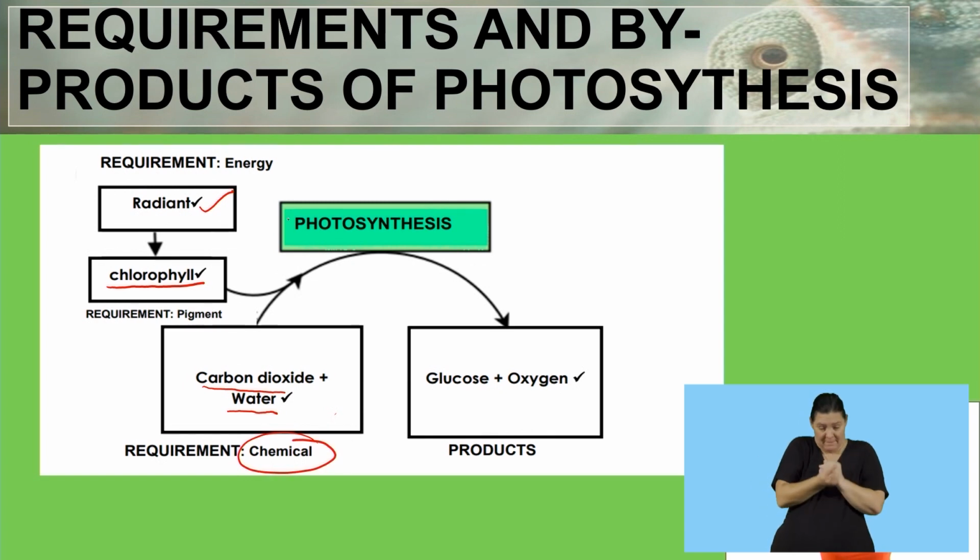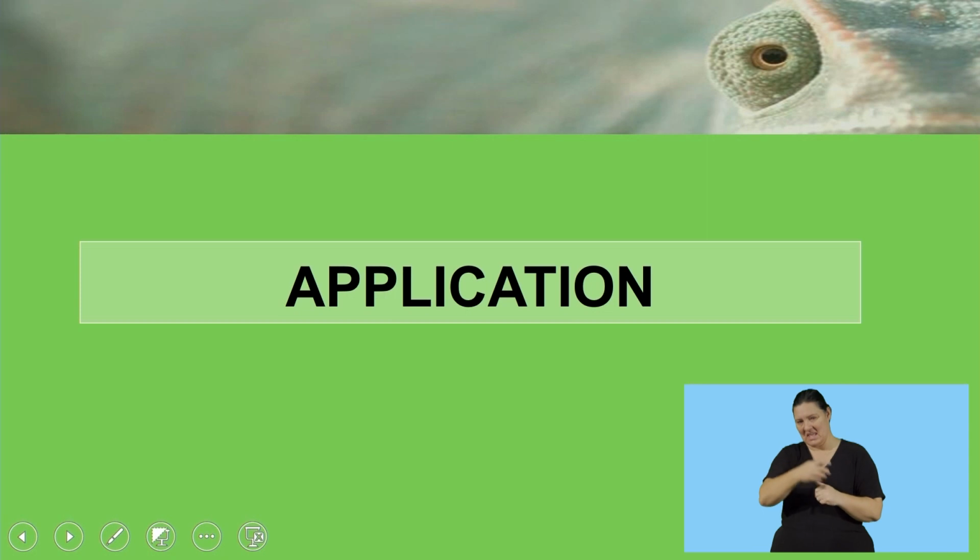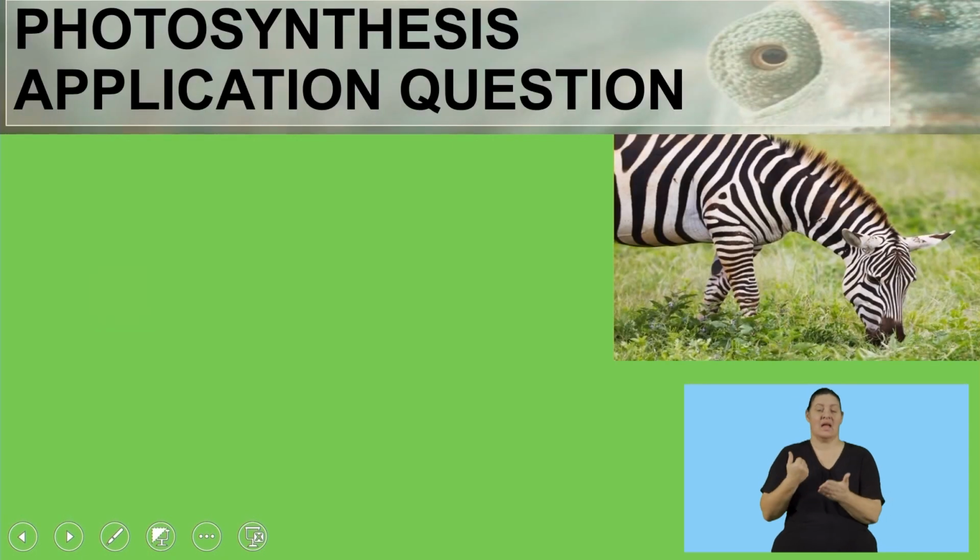And then photosynthesis happens. So when photosynthesis happens, we have two byproducts. These two byproducts are namely the glucose and the oxygen. These are the byproducts of photosynthesis. And if you completed this correctly, the way that I have just done it with you, congratulations, smart learner. Let us move on to our application questions.